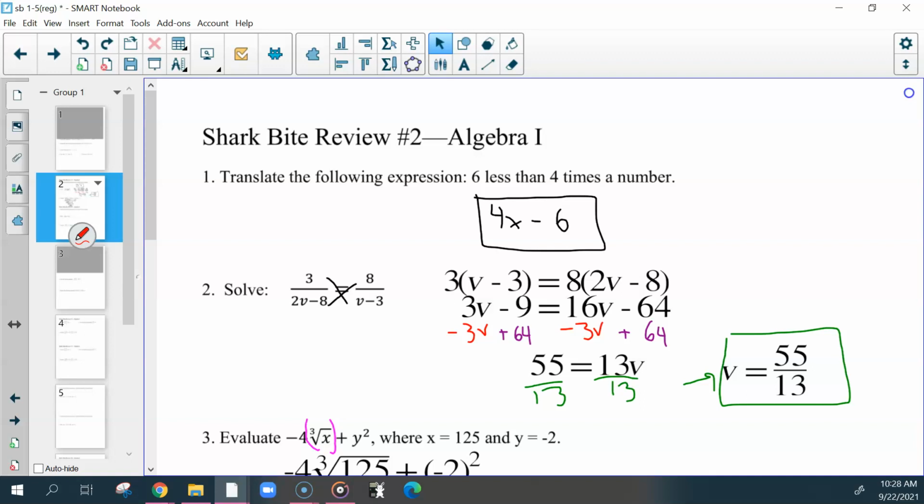For number 2, you need to cross multiply and then distribute, getting the terms or most terms to be on one side. You can end up with a fraction or decimal. I don't have that decimal up here, but if you divide that, 55 over 13, what's your answer?